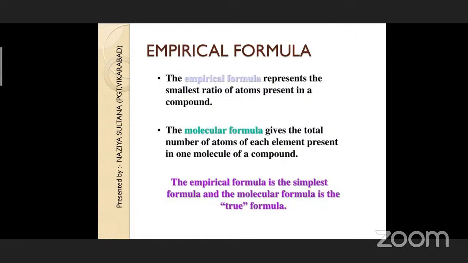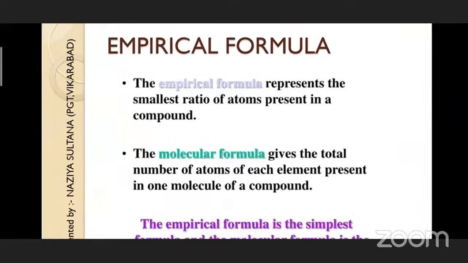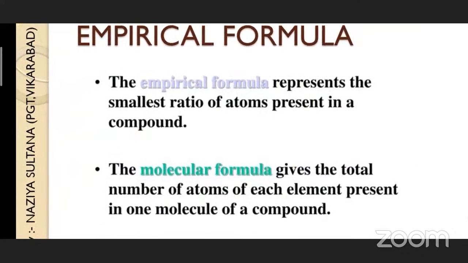Next important topic is empirical formula. So what is empirical formula? Let us see. Empirical formula represents the smallest ratio of atoms present in a compound. It is the smallest ratio of atoms. This is important. Smallest ratio of atoms. So what is this? Let us see.